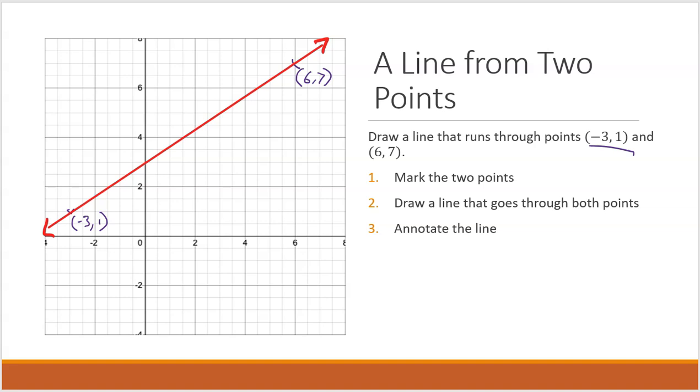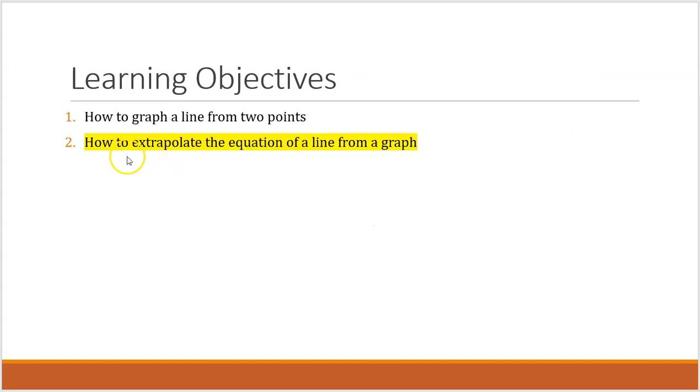Now the final step of graphing a line from 2 points is I need to annotate it. And the way in which I'm going to do that is I'm going to write the equation. Now notice we don't know the equation to this line yet, do we? So we can't really graph a line from 2 points just yet. So this is going to follow on into our second learning objective, which is how to extrapolate the equation of a line from a graph.